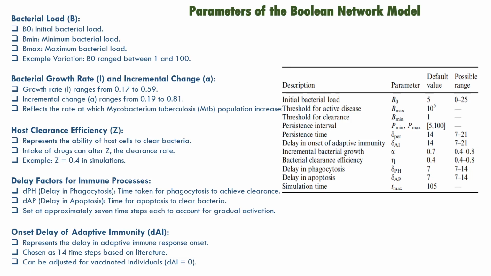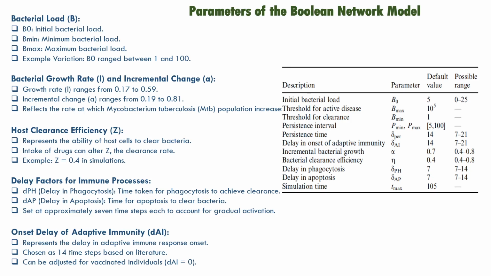Another parameter is host clearance efficiency, which is given by Z. It represents the ability of the host cells to clear bacteria, and intake of drugs can alter Z, which is a clearance rate. Here it is used as 0.4. The other parameters are the delay factors for immune processes. There are two processes they have used here: DPH, which is the delay in phagocytosis, and DAP, which is the delay in apoptosis. Delay in phagocytosis is the time taken for phagocytosis to achieve clearance, and delay in apoptosis is the time for apoptosis to clear bacteria.